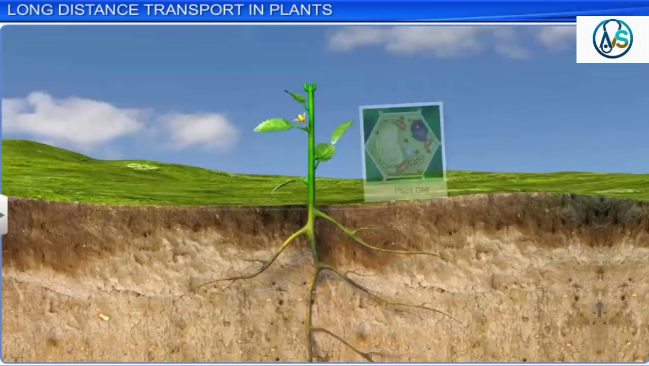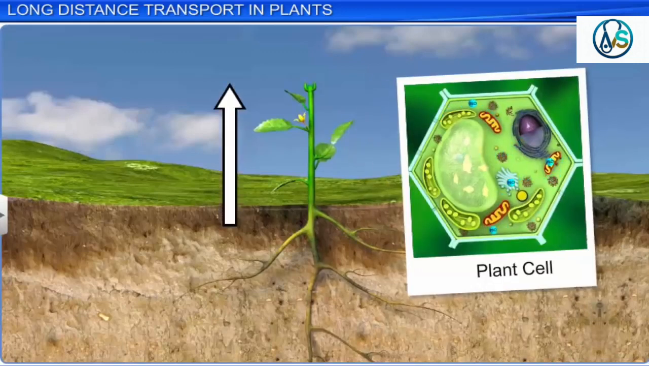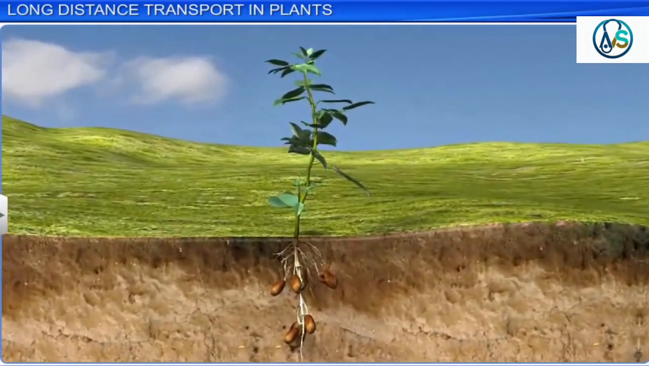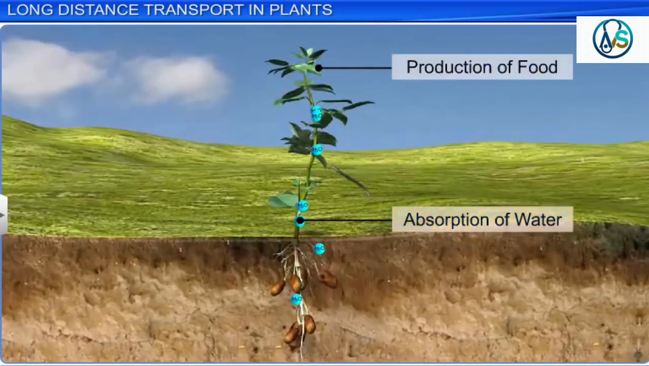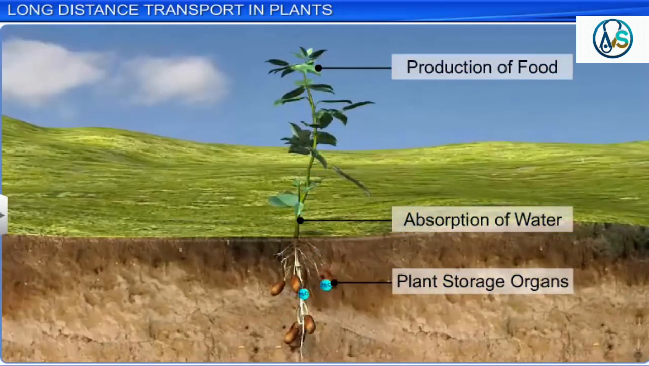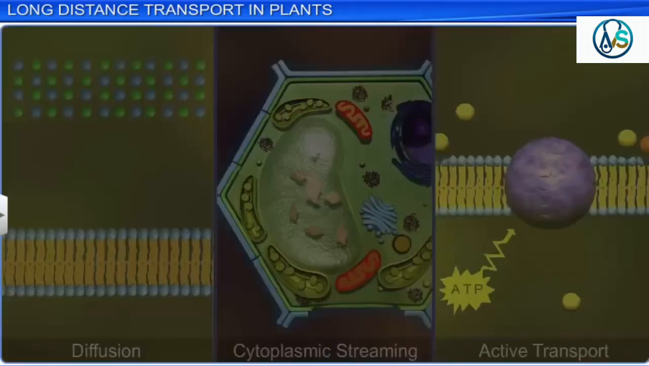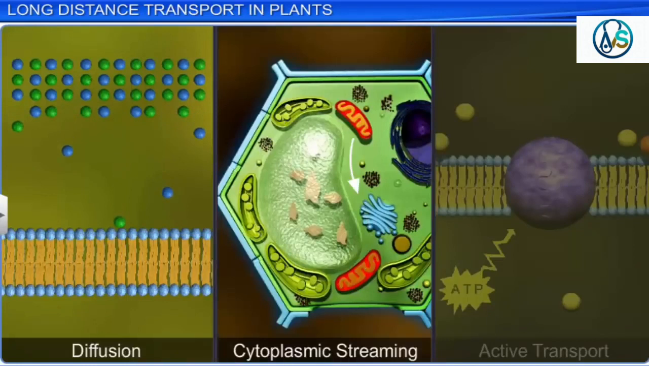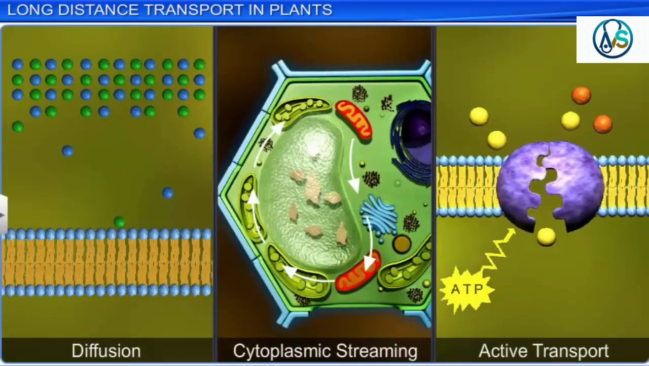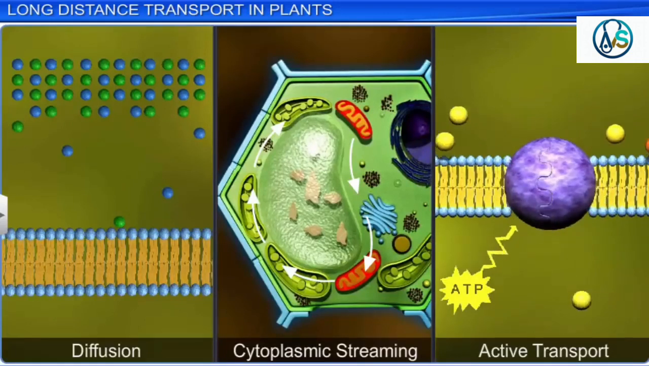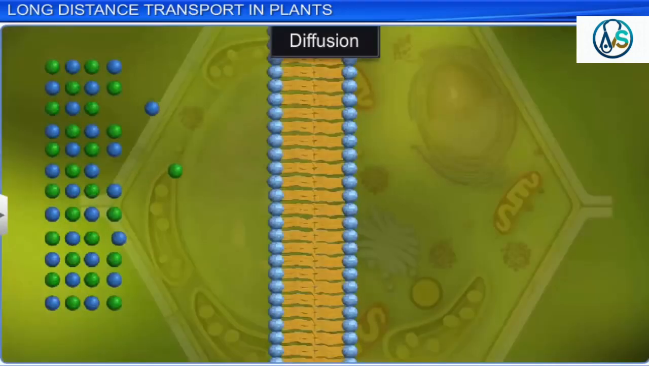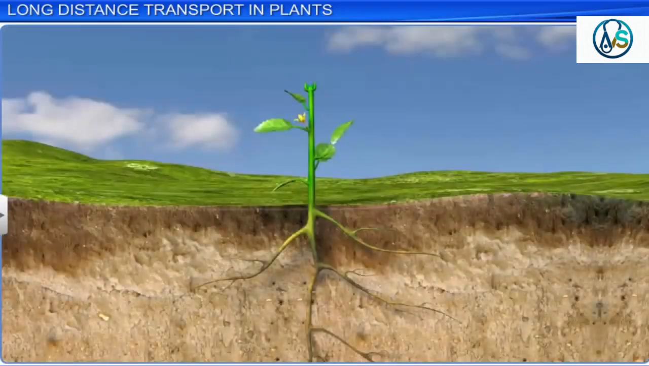Substances often need to be transported across both short and long distances inside plants. Sometimes the site of production of food or absorption of water may be quite far from the plant's storage organs. In such cases, means of transport such as diffusion and cytoplasmic streaming, supplemented by active transport, do not suffice. They can only account for short-distance movements in plants. Moreover, diffusion is a painfully slow process which might take years to transport substances over a distance of 1 meter in a plant.